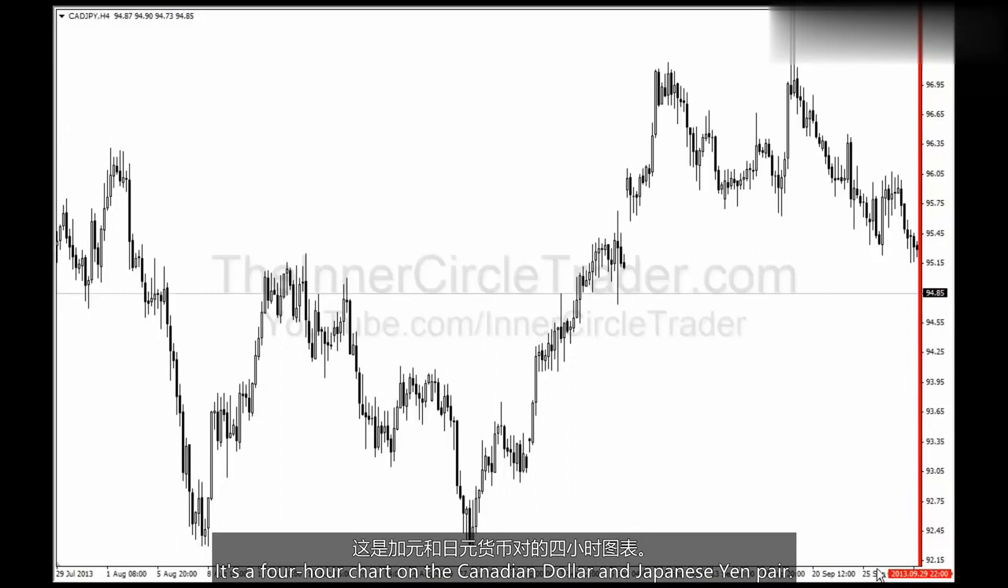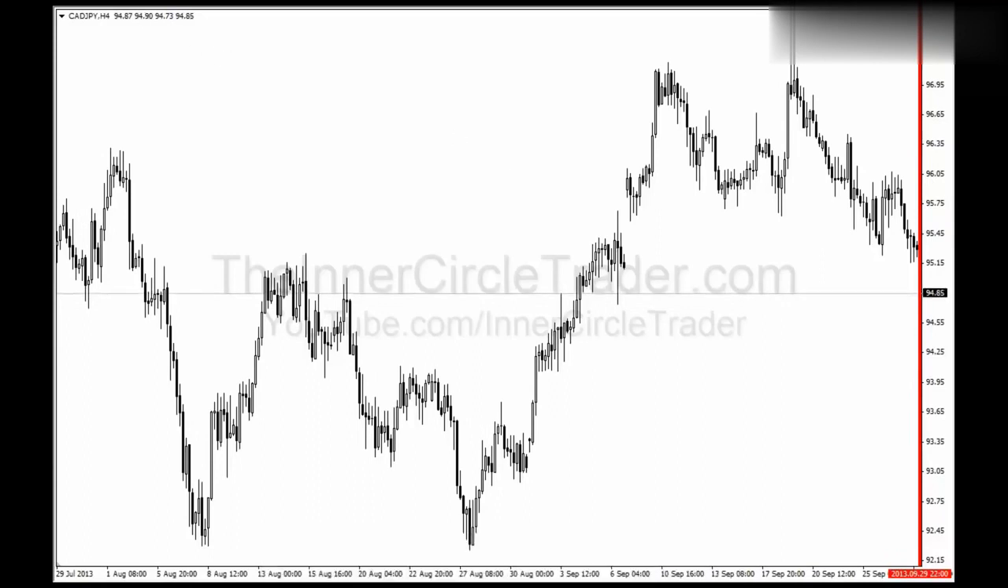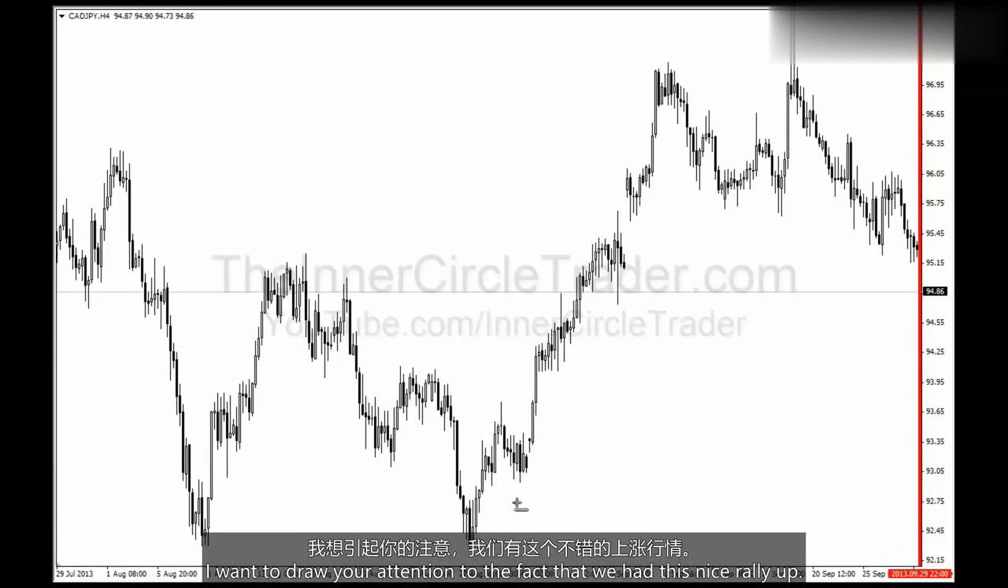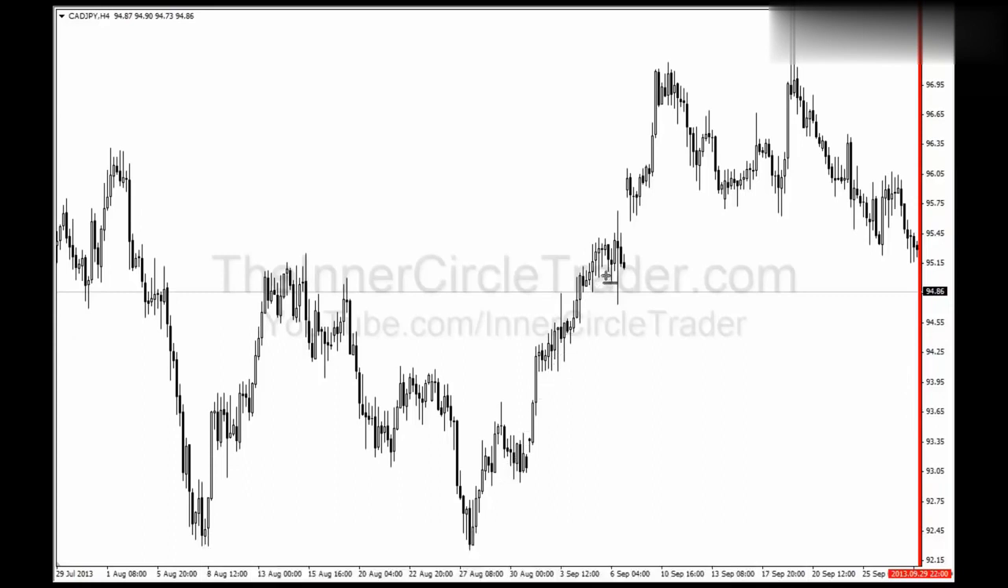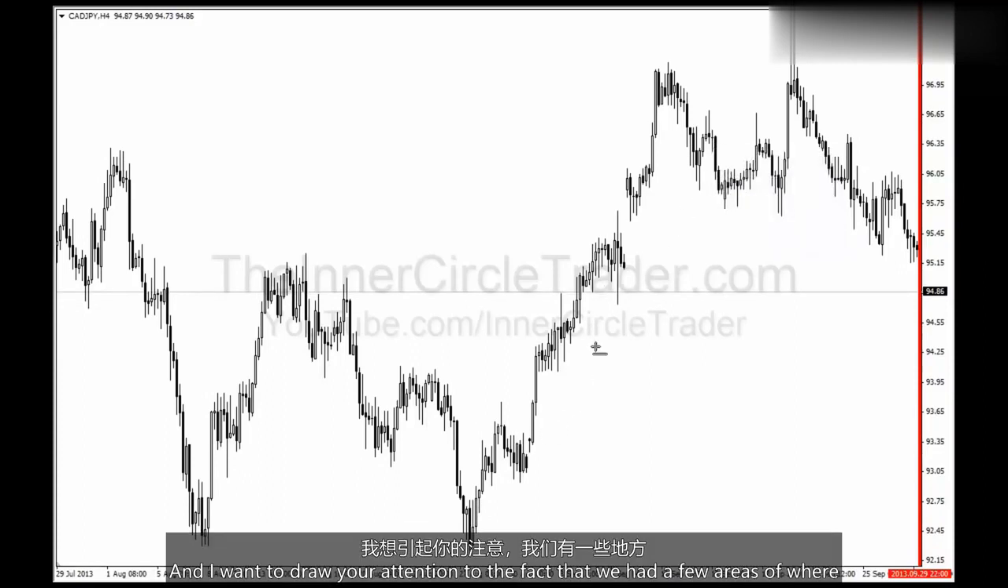It's the 4-hour chart on the Canadian dollar and Japanese yen pair, and I generally don't like to trade yen pairs, but again, just to illustrate the effectiveness of the tools, I want to draw your attention to the fact that we had this nice rally up. Okay, we had this really rapid increase in price, about 500 pips or more between the low here in August to the high formed late in September.